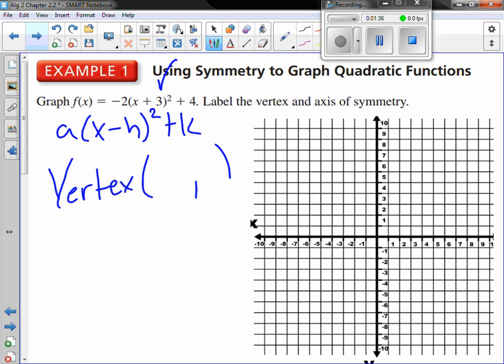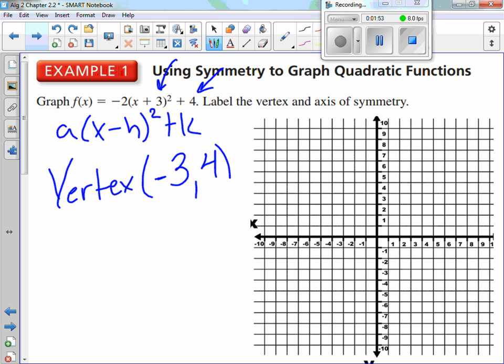Well, we get the h value from inside the parentheses. Now inside the parentheses we have a positive 3. So that means the value of h is what? Negative 3. The value of k here, plus 4, so this is 4. Because when it's outside the parentheses, we just take it with the sign that's already there. So since it's plus 4, it's going to be positive 4.